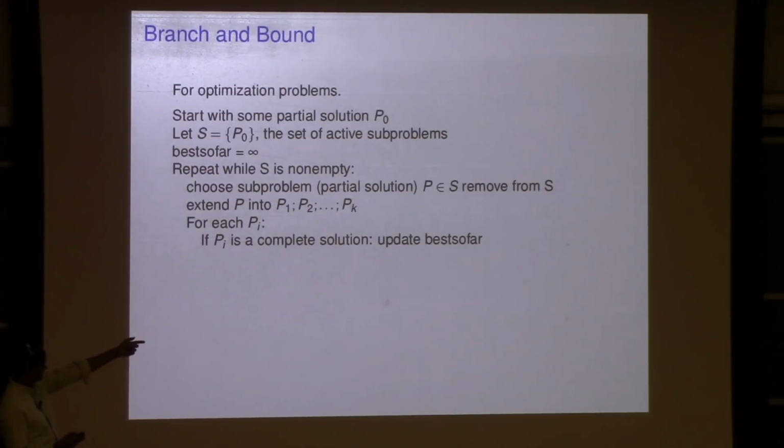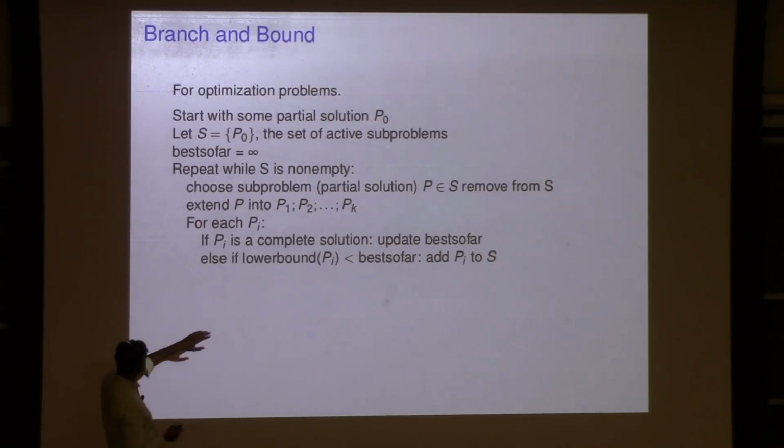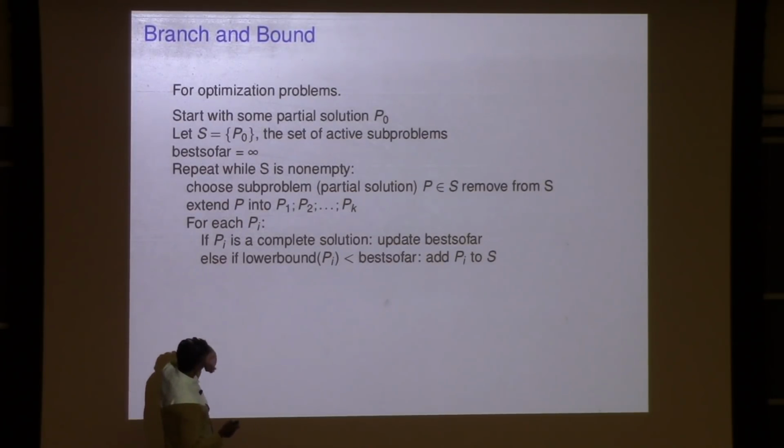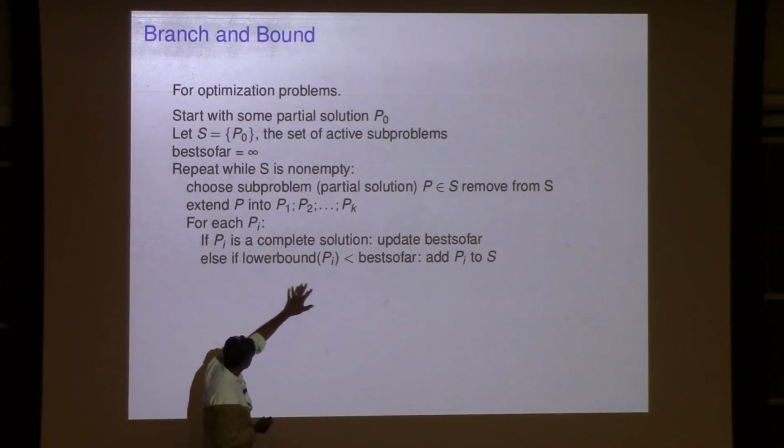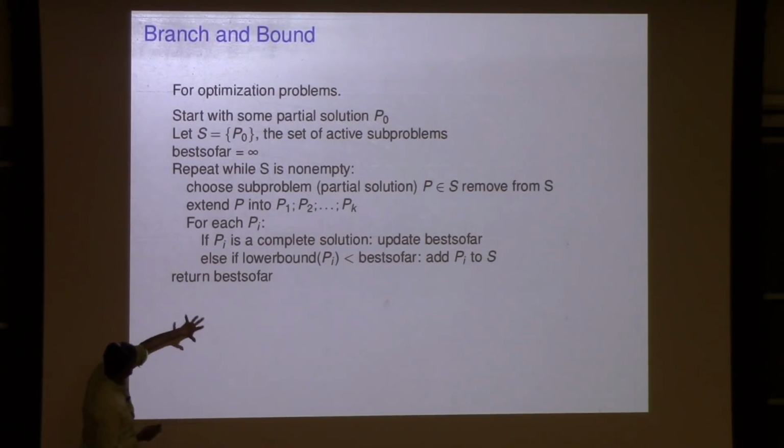Or here, in case, you could just compute the value of your solution. Else if, now we're going to add this thing called lower bound. We're going to add this function that gives you some more power to sort of guide your search. The lower bound is something you compute about the solution, which is maybe good. And then if it's less than best so far, you add PI to S. Okay, and then return the best so far.